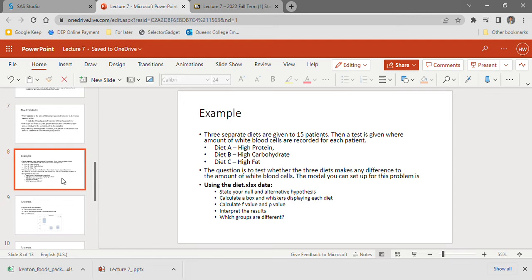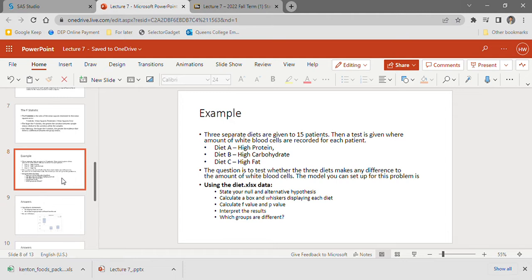Okay, now that you know all of this, we're going to run through an example, the same example that we went through earlier. Three separate diets are given to 15 patients. Then the amount of white blood cells is recorded for each patient. So again, we have three groups. One group is eating a high protein diet, the other group is eating a high carbohydrate diet, and the last group is eating a high fat diet.